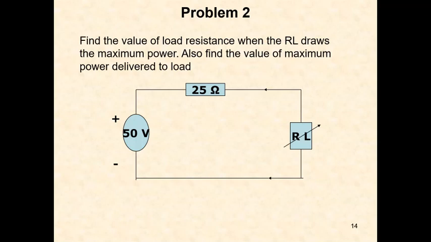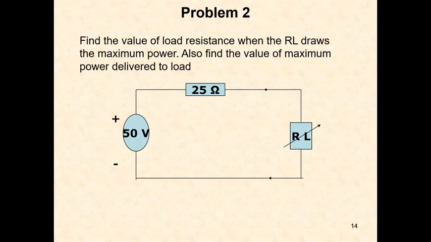See, next I am going to take another problem, problem 2. Find the value of load resistance when RL draws the maximum power. Also find the value of maximum power delivered to the load. It is a simple problem. A 50 volt voltage source is in series with 25 ohms and that is connected with a load RL. So for maximum power, how much must RL be and what is the power delivered to the load?